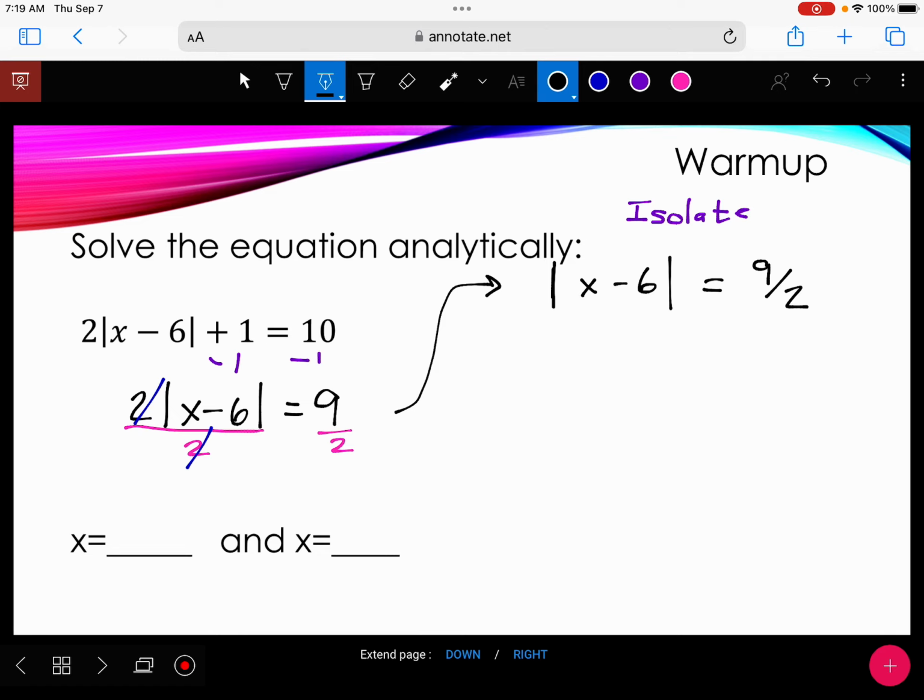Then what do we do? We can't add 6 yet. What do we need to do first? It's the absolute value, so we need to isolate and then split. So we need to split it into our 2 cases.